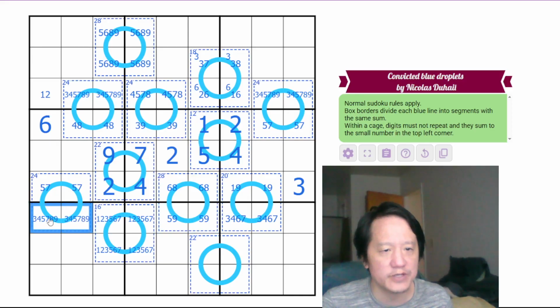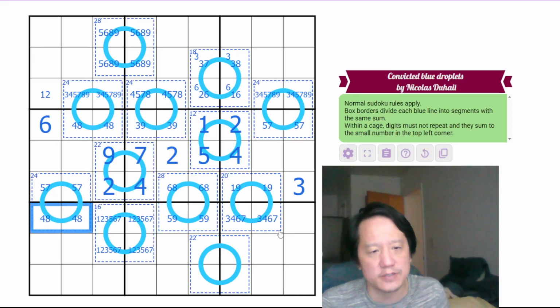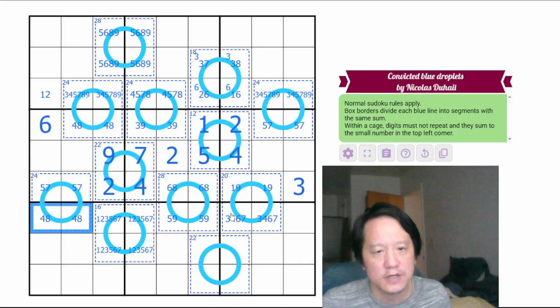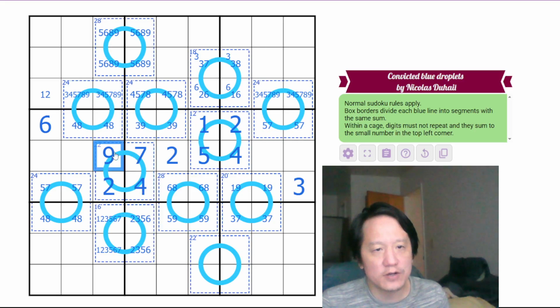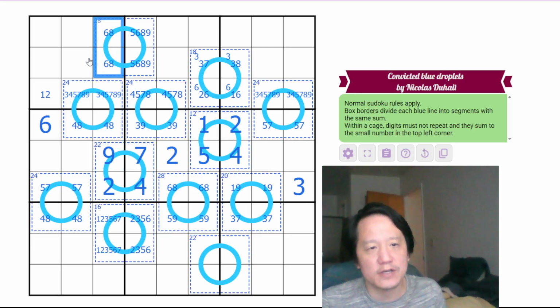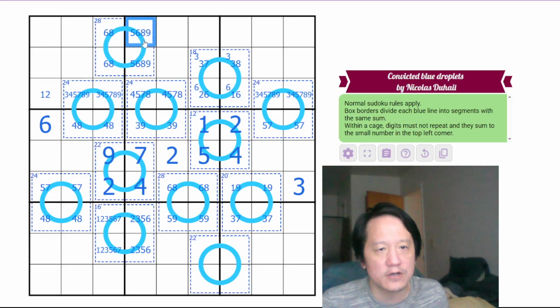5, 9 eliminates 5, 7, and 3, 9 as a pair, so this is 4 and 8. That eliminates 4 and 6 here. It's 3, 7 as a pair here. This can't be 1 and 7 because of the 4, 7 here. The 9 here eliminates 5 and 9. So this is 6 and 8 there. That eliminates 6 and 8 in the rest of the cage.